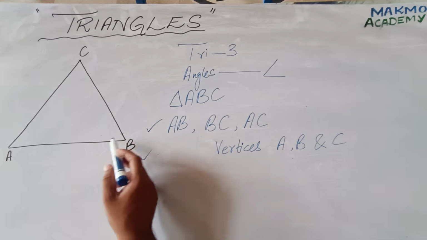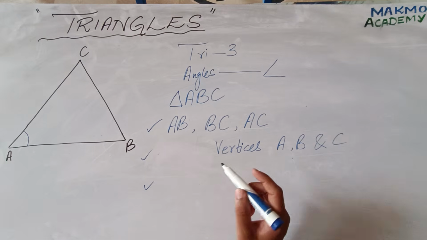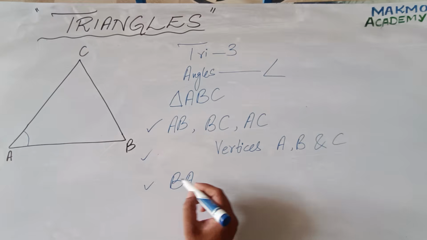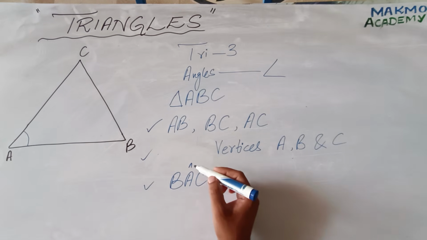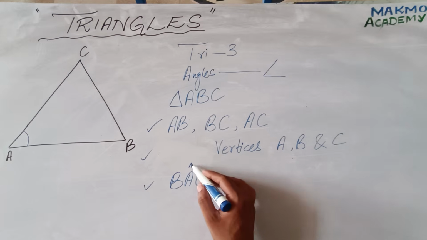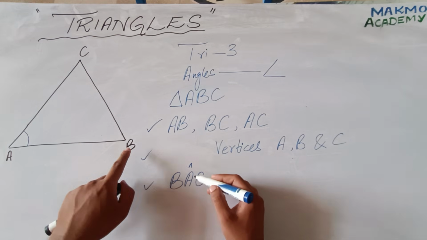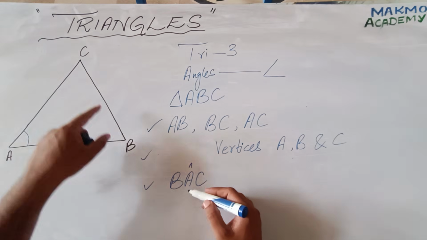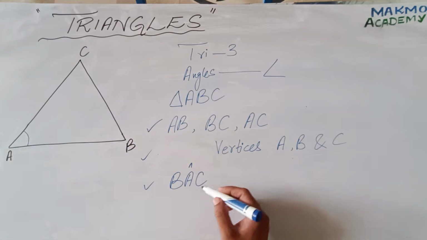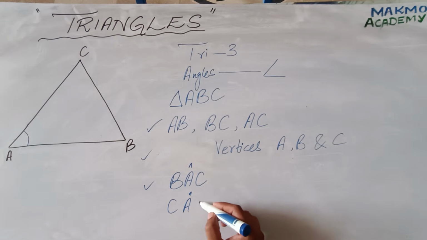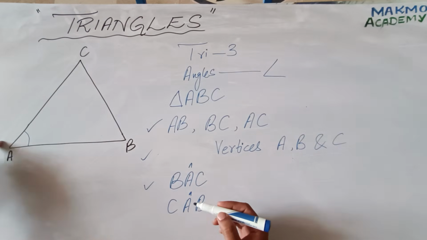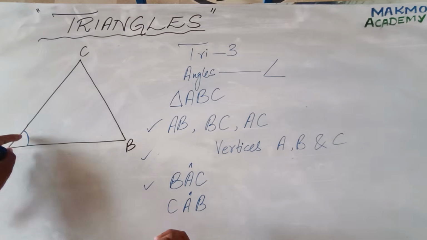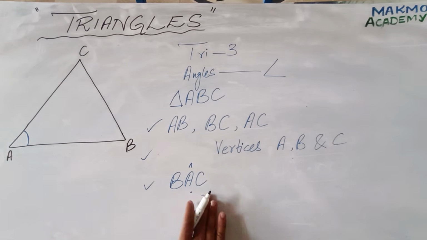Now how to call those angles? If we want to name this angle, there is a technique. We call it angle BAC. It means we make a little arrowhead on A. We start from line B, come towards A and end at C. That's why we call it angle BAC. We can also call it CAB, both are the same thing. We start from C, come towards A and end at B. The angle formed between these two lines is the angle we are talking about. This is how to name an angle.